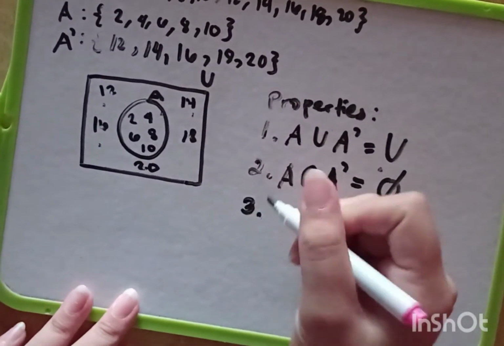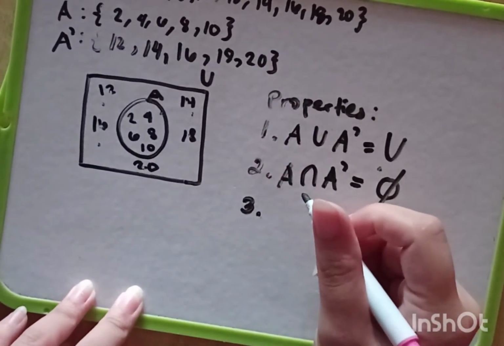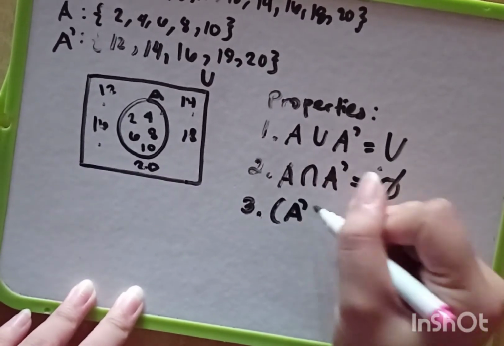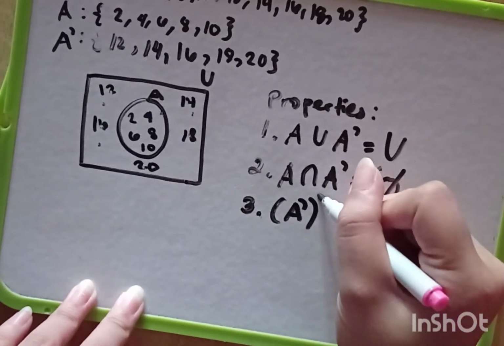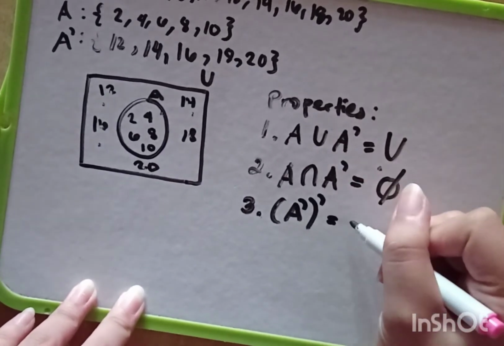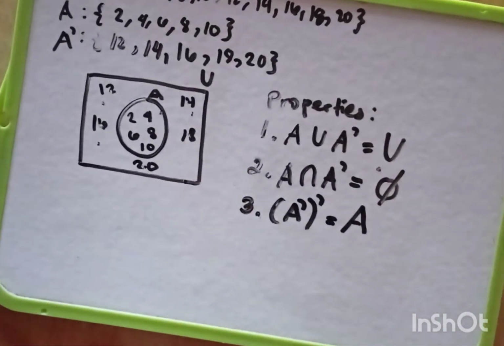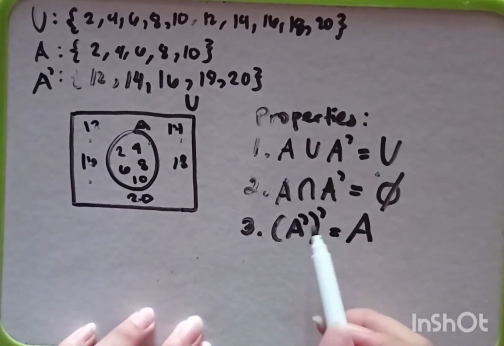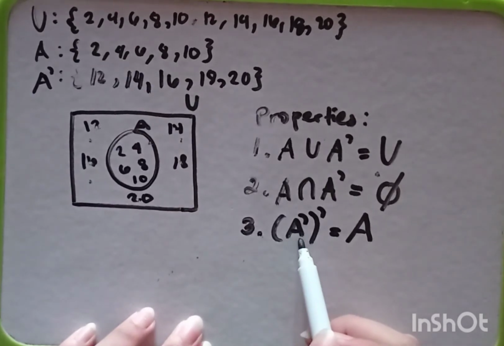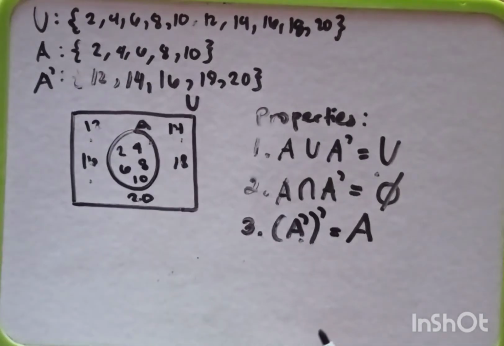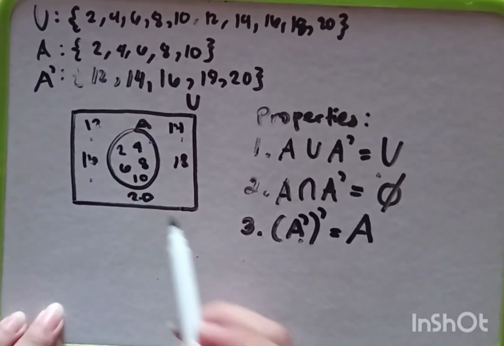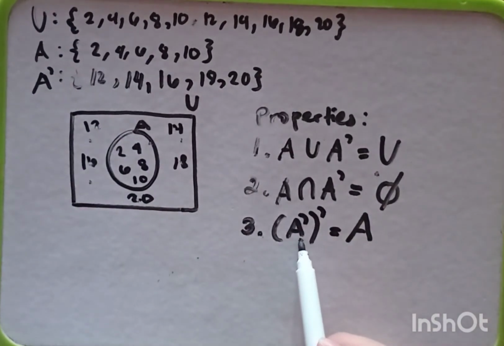The third one is the law of double complement. That is, the complement of the complement of A is equal to the set A. So why is the answer A? Because the complement of the complement of set A implies the elements that are not found in the complement of set A.